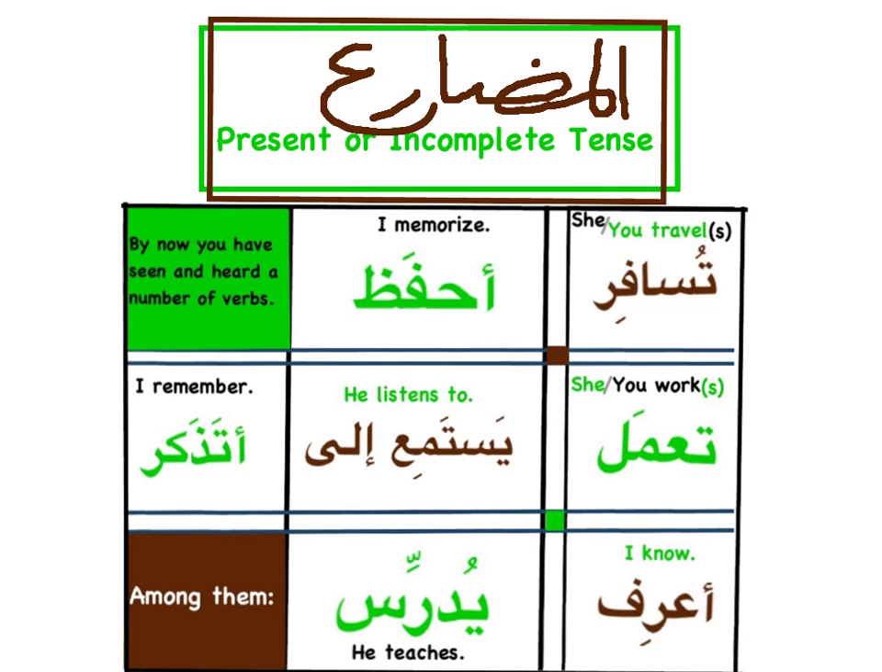And we call these verbs أفعال في المضارع. مضارع is the present tense and it usually means that the action we're talking about is still incomplete. So that's why we call it an incomplete tense, because when I say, for example, أحفظ, I'm still memorizing, and the action is not complete in the present.